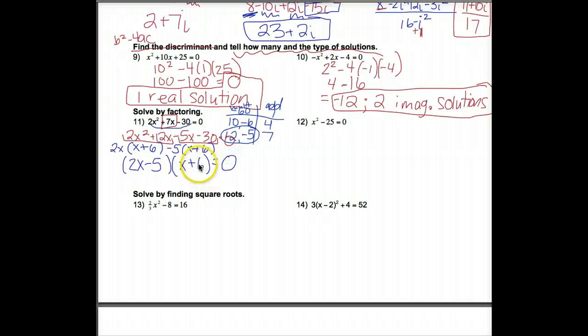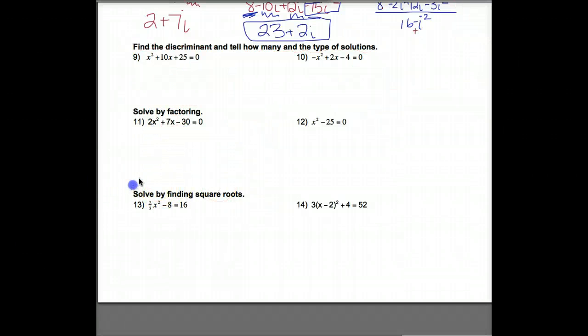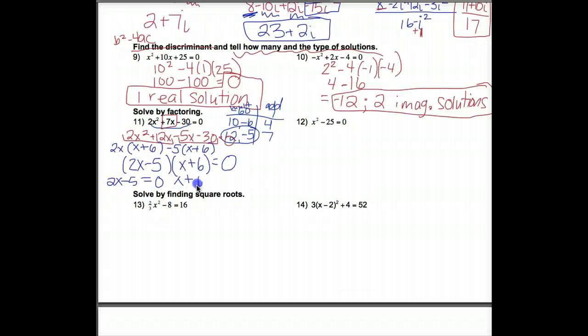Do not forget, please, I beg you, on the test, it's solve by factoring. After you factor it, you have to still solve. So set each of those equal to 0 and get x by itself. So here, add the 5 and divide by 2. So that gives you x equals 5 halves. Here I just have to subtract the 6, so negative 6.